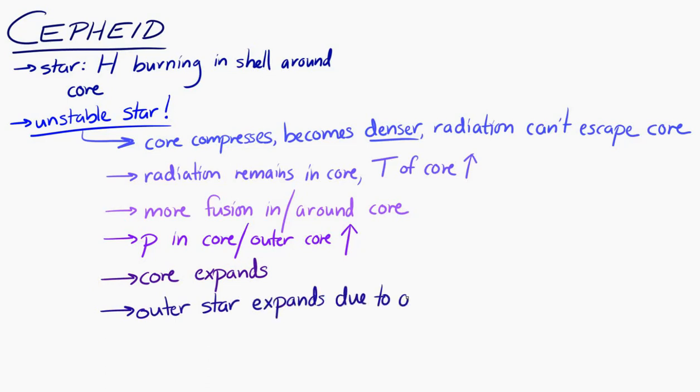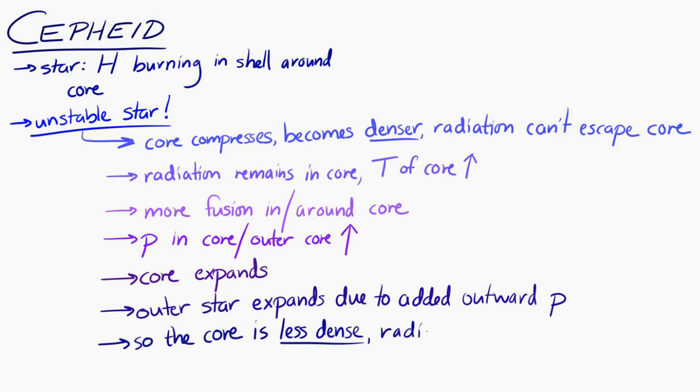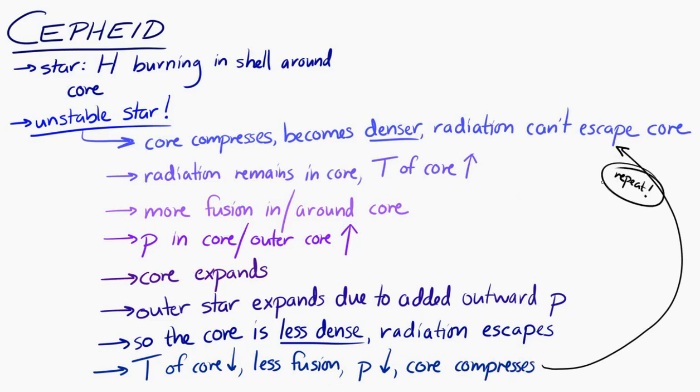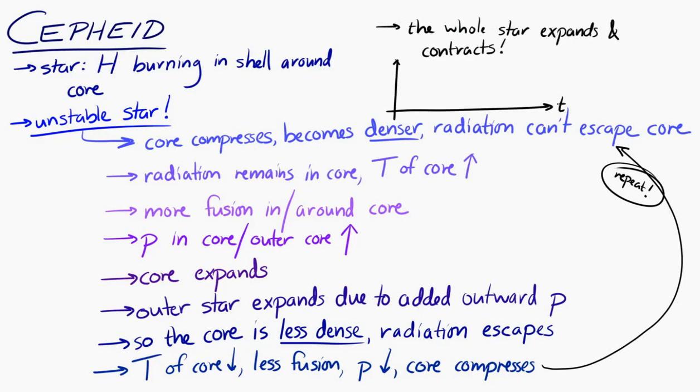Okay, but then as it pushes outward and expands, the core is going to become less dense, and the radiation inside of it is going to be able to escape, and so the temperature will decrease, there's going to be less fusion, the pressure is going to go down, so the core is going to compress. And then that repeats. A Cepheid variable star is a star that expands and contracts and expands and contracts, and that means its luminosity increases and decreases and increases and decreases.